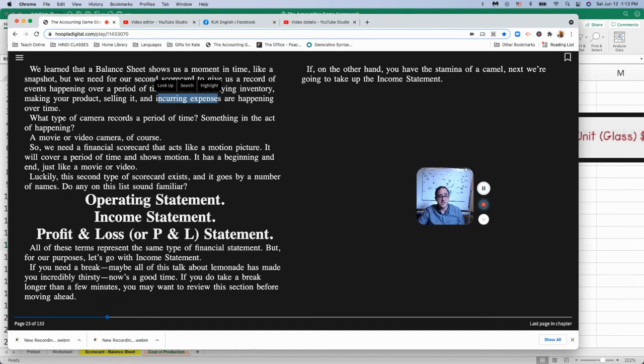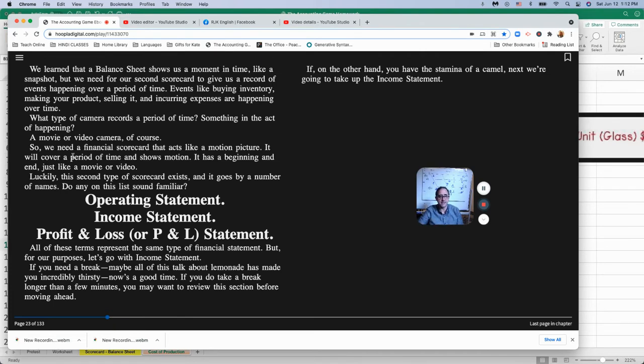They're happening over time. What type of camera records a period of time? A video camera or a movie, right? So we need a financial scorecard that acts like a motion picture. It will cover a period of time and shows that motion in and out. It has a beginning and an end like a movie or video.